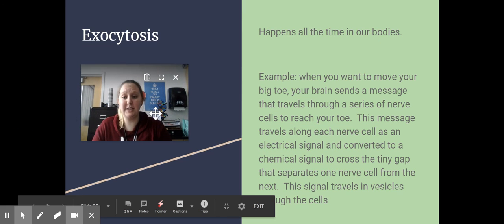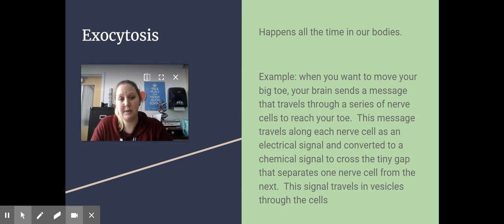This is happening all of the time in your body and you don't even realize it. If you ever wanted to tap your big toe, your brain sends a message down a series of nerve cells until it reaches its end destination, which in this example is your big toe. This message travels along each nerve cell as an electrical signal and gets converted to a chemical signal to cross a tiny gap that separates one nerve cell from another. This signal travels from cell to cell through vesicles until finally you are tapping your toe.